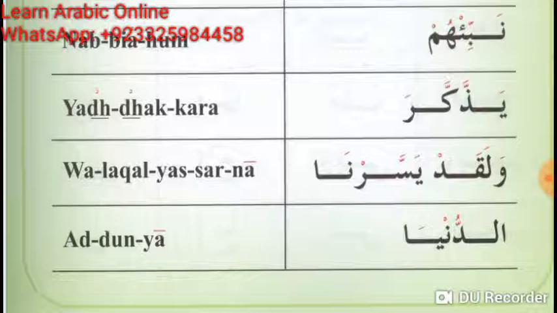Walakal jasarana. No. Walaka. Walakad. Okay, can I ask you a question? Just a little question. The dal with the shadda on the top, right? Where's the dal in the writing? I didn't understand your question. It says W A dash L A Q A L dash Y A S dash S A R dash N A. Right? Yes. But I don't see the D. There's a mistake in the English writing here, but in Arabic it is correct.